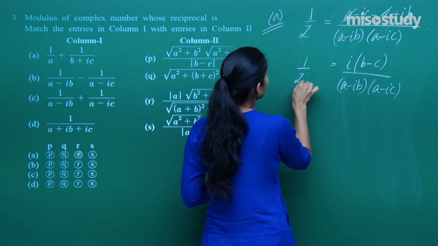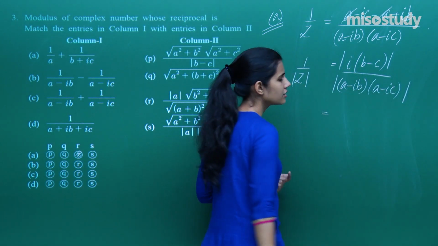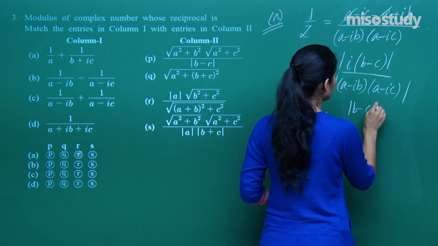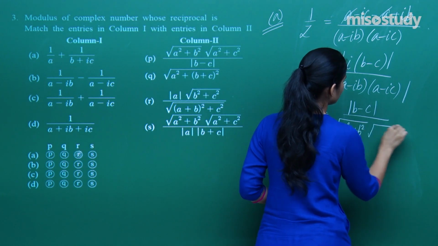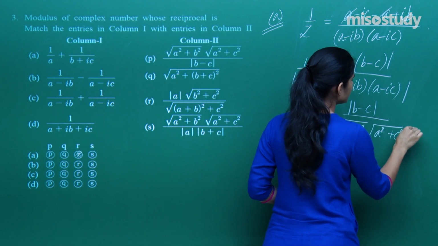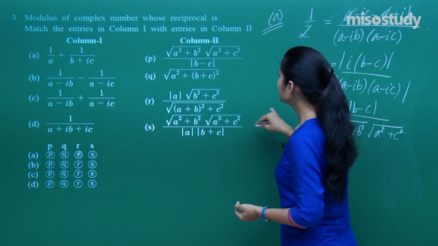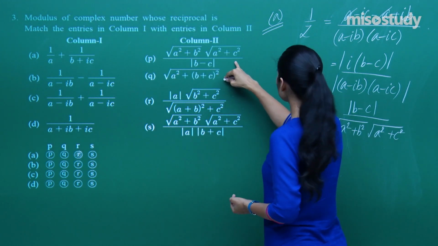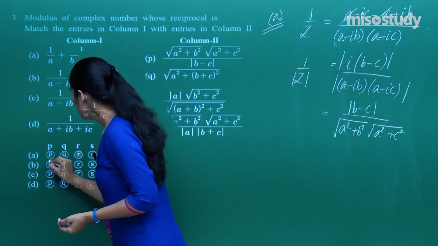So magnitude will be what? Magnitude of this upon magnitude of this, right? Mod of iota is 1, so this just becomes mod of b minus c upon under root a square plus b square into under root a square plus c square. So you basically get mod z equals reciprocal of this, which is under root a square plus b square into under root a square plus c square upon mod of b minus c. So b gets matched to p.